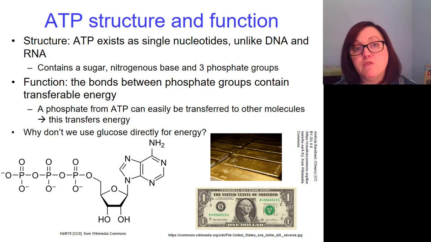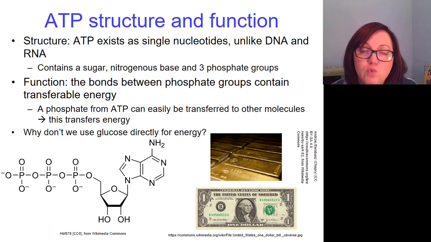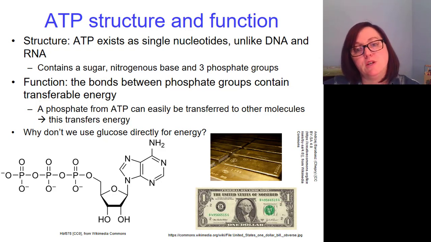A phosphate from an ATP can easily be transferred to another molecule, and when we transfer that phosphate, we're essentially transferring energy. So we can't use glucose energy directly in cells. Instead, our cells have to convert the glucose energy into ATP energy, right? Much like gold bars are worth something, right? They're worth a monetary value, but you can't go to Starbucks and pay for your coffee with a gold bar. You have to convert your gold bars into dollar bills.